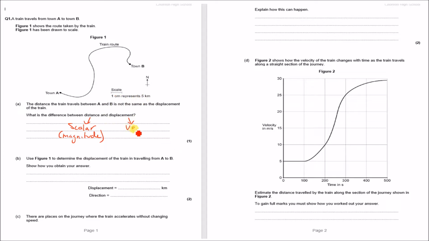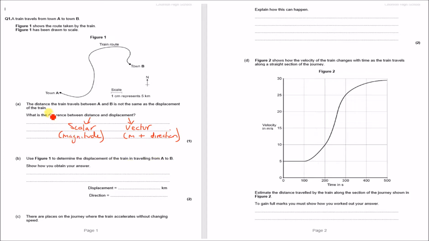Displacement is a vector quantity, and vectors have a magnitude, so I'm just going to write m for magnitude, and they also have a direction. That'll be north, south, east, or west. So remember, one has a direction and a magnitude, and the other one just has a magnitude. Use figure 1 to determine the displacement of the train in travelling from A to B.